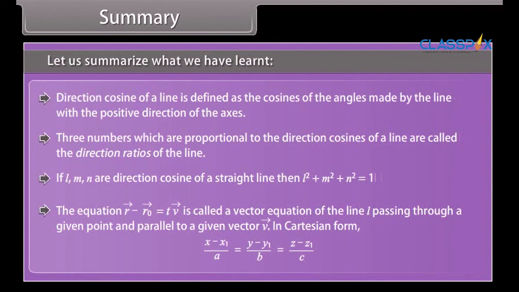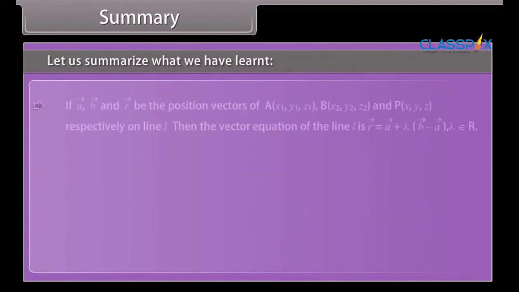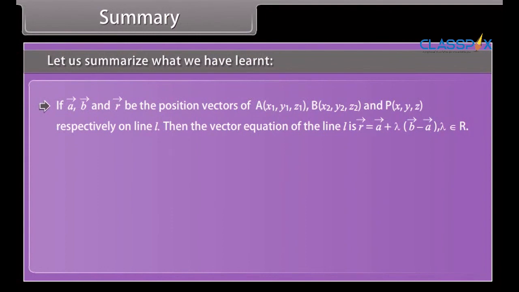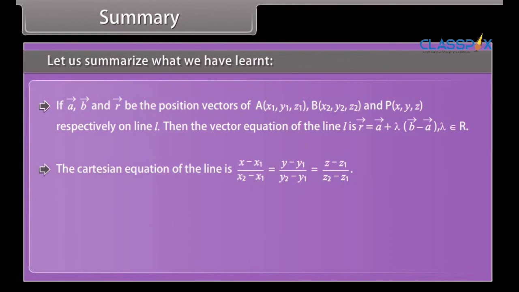In Cartesian form, if vectors A, B and R be the position vectors of A, x1, y1, z1, B, x2, y2, z2 and P, x, y, z respectively on line L, then the vector equation of the line L is vector R equals vector A plus lambda times vector B minus vector A, where lambda belongs to real numbers. The Cartesian equation of the line is x minus x1 by x2 minus x1 equals y minus y1 by y2 minus y1 equals z minus z1 by z2 minus z1.